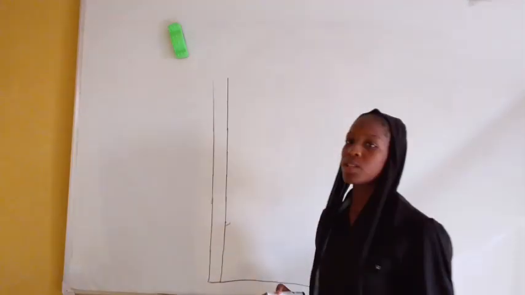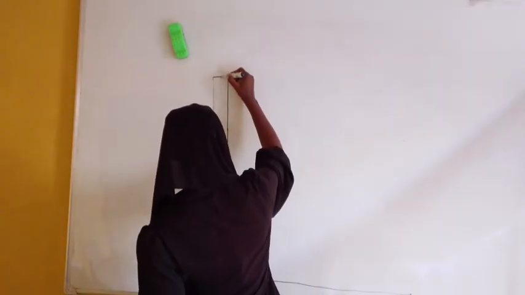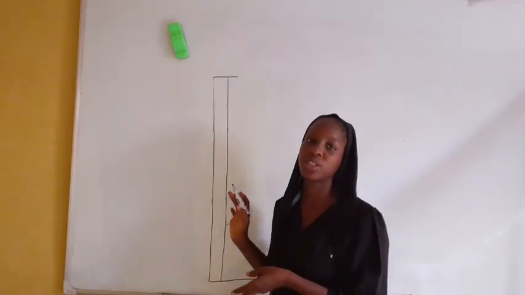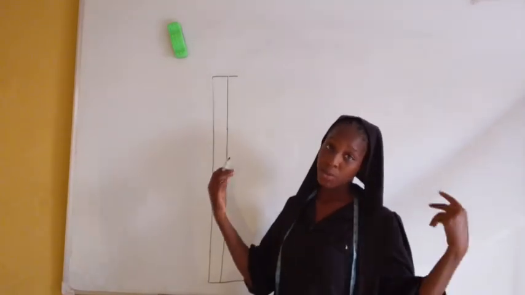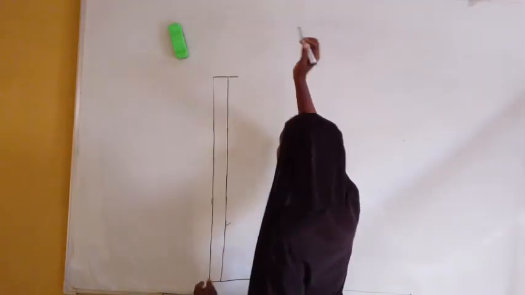So I'm done drafting it out, and this is going to be for the back. For the back, the zip side is not going to be slanted because this is not a fitted dress. This is a free dress, so the zip is going to be added at the back.